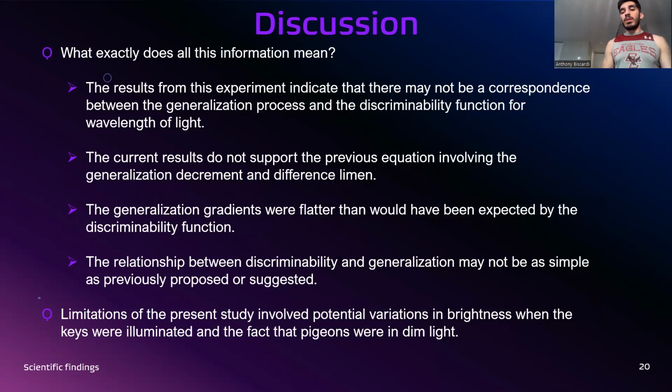And then they just mentioned some brief limitations of their study. One of them was that there may have been potential variations in brightness when presented with the keys. So maybe the illumination for one group was a little bit brighter than another. Additionally, they said that the pigeons were in dim light when they conducted the study, and this also could have impacted the rate of their responding and the number of key pecks.